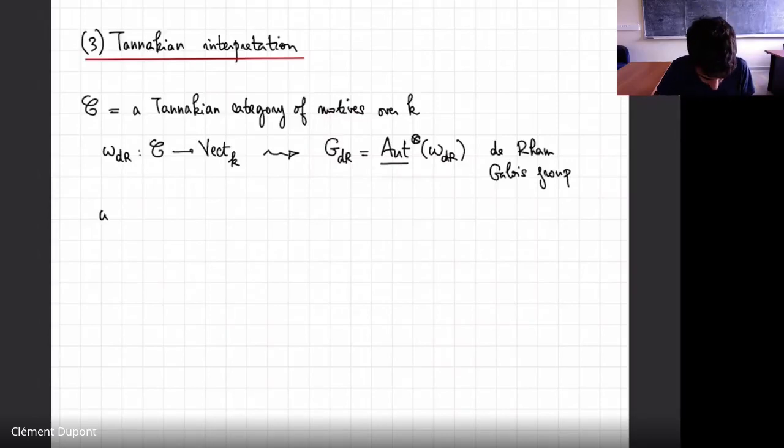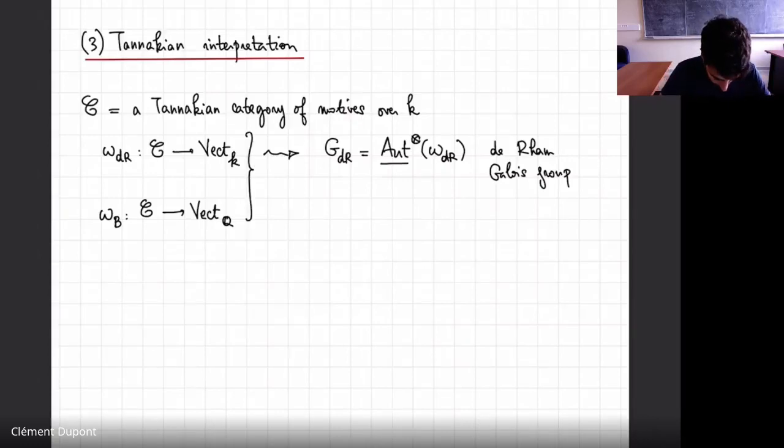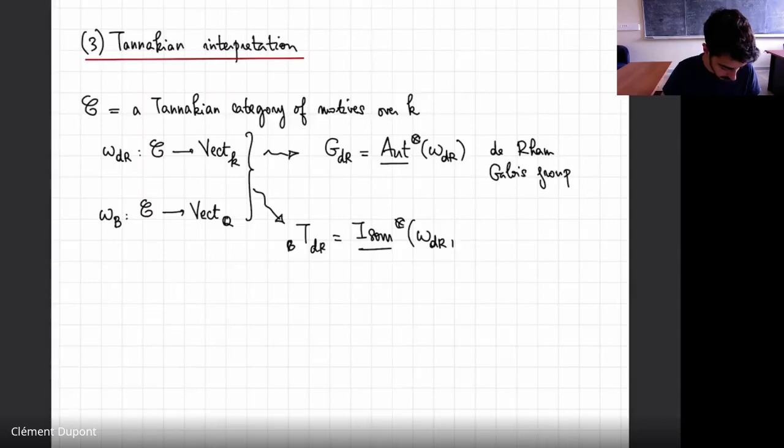And now the fun game to play is that you take another fiber functor, omega Betti. So this goes to Q vector spaces, but you can extend scalars if you wish and make it go to K vector spaces. And now if you have two fiber functors, you can produce something that's not quite a Galois group, but a torsor, T Betti de Rham. It's the torsor of functorial isomorphisms from one to the other. And it's a torsor under this motivic Galois group, the de Rham Galois group, and on the other side, it's also a torsor under the Betti version of the motivic Galois group.